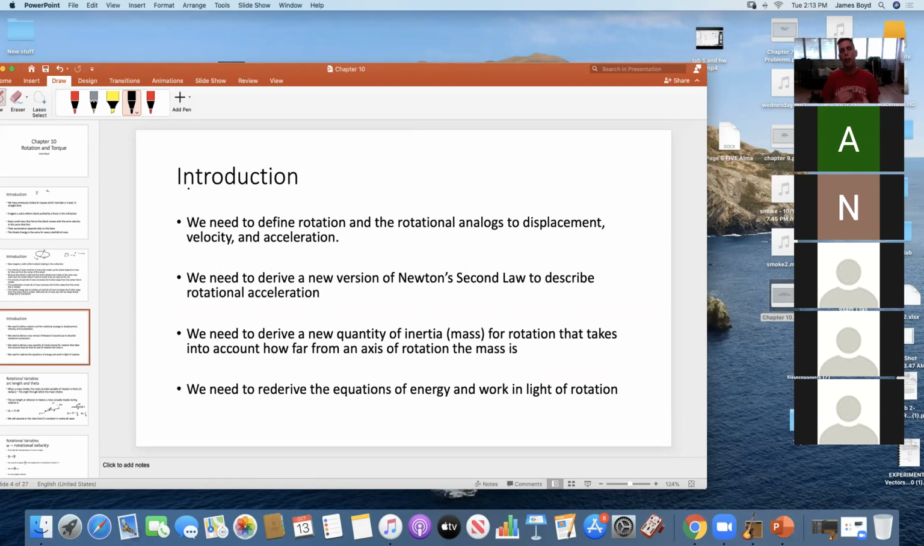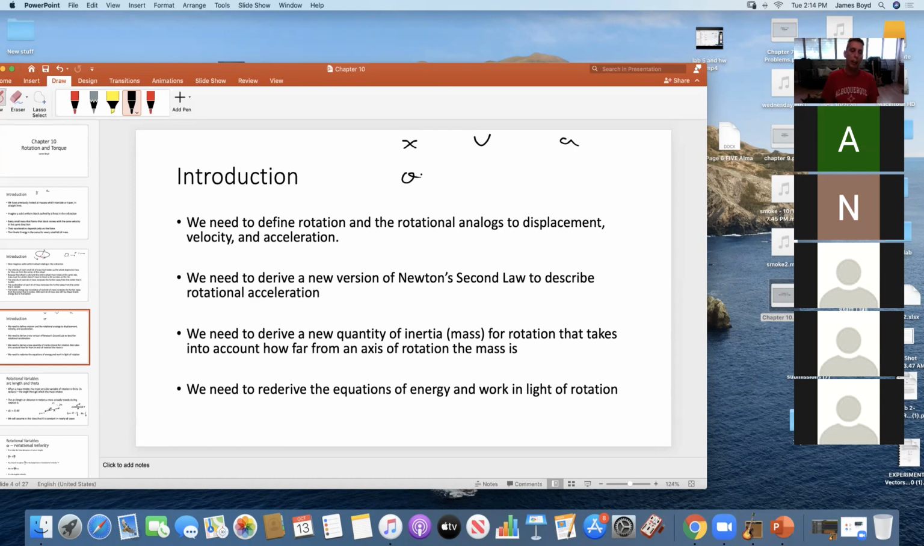So our job is going to be to define rotation with variables that are analogs to X and analogs to V and analogs to A. It turns out that the most sensible thing to use for displacement of a rotation is the change of angle. So we're going to use theta as our X, and we're going to determine how theta changes with time to get an angular velocity. And we're going to determine how that angular velocity could change with time to get angular acceleration. We'll talk about all that stuff. In doing so, we're going to have a new version of Newton's second law.